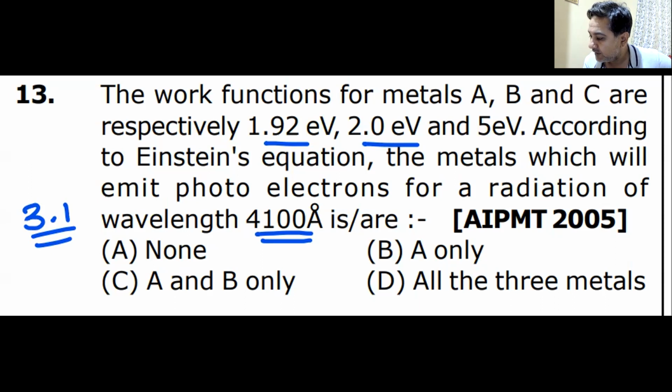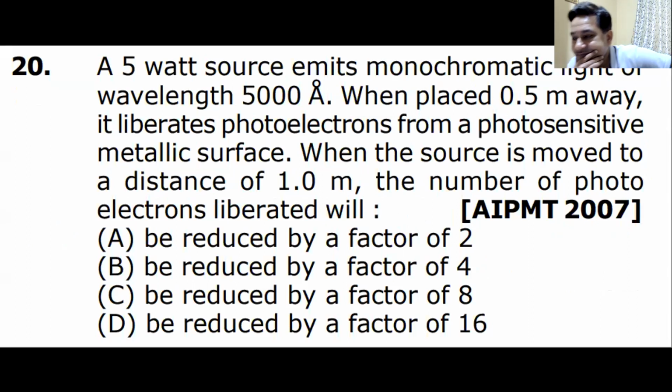Here we have this question. A 5-watt source emits monochromatic light of wavelength 5000 Angstrom unit. When placed 0.5 meter away, it liberates photoelectrons from a photosensitive metallic surface. When the source is moved to a distance of 1 meter, what is the number of photoelectrons liberated?